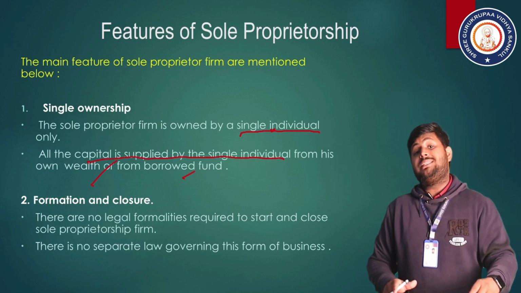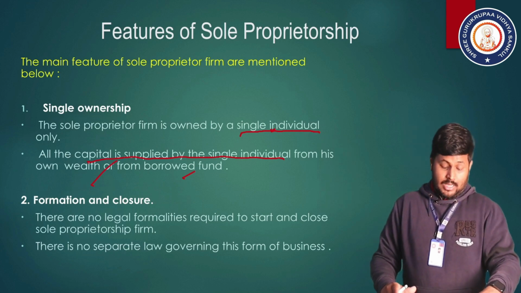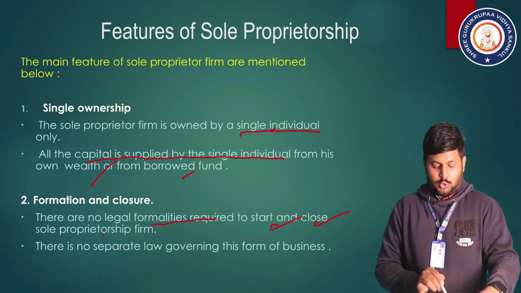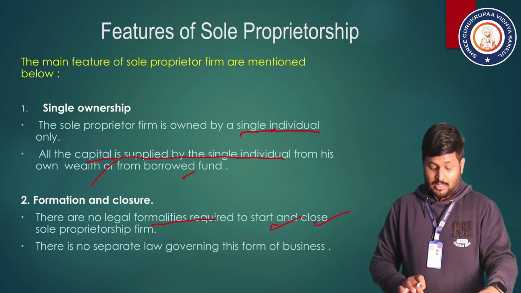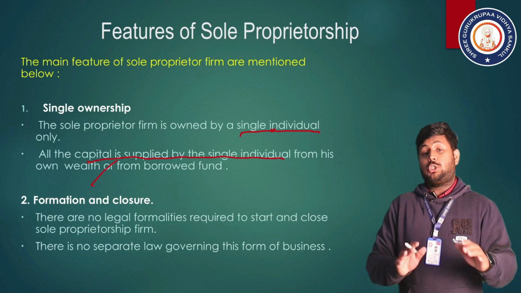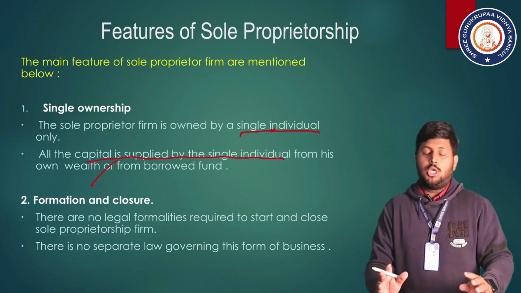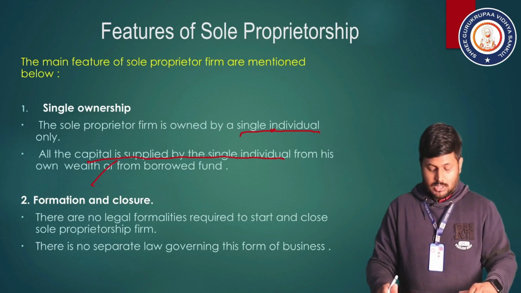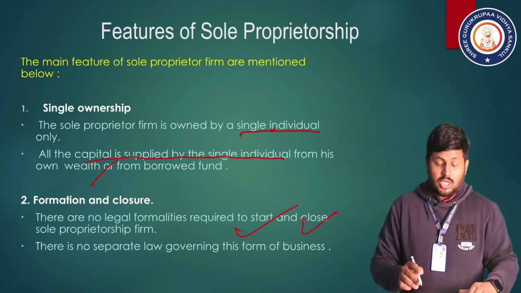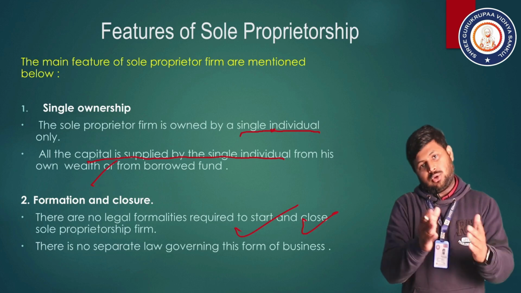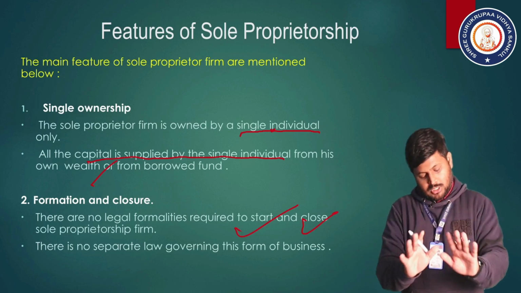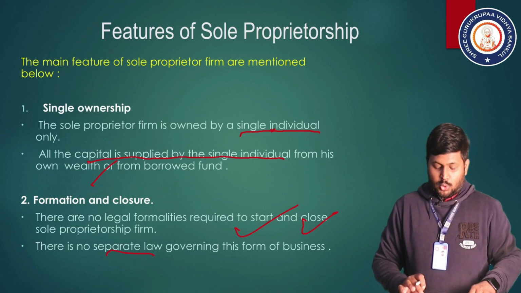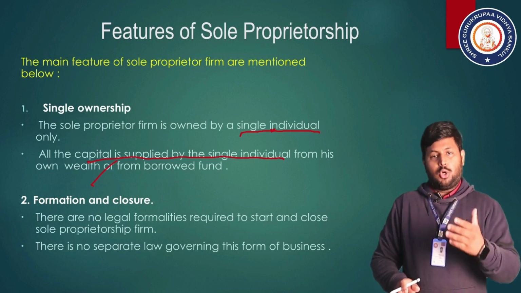The second feature is formation and closure. See, no legal formalities are required to start and to close the sole proprietor firm. I told you before that there is no legal compulsion to register a business. You can easily start a business, and you can directly close whenever you want to. Easy formation, easy closure. No separate law governs this form of business. There is no such law made to govern such a business.